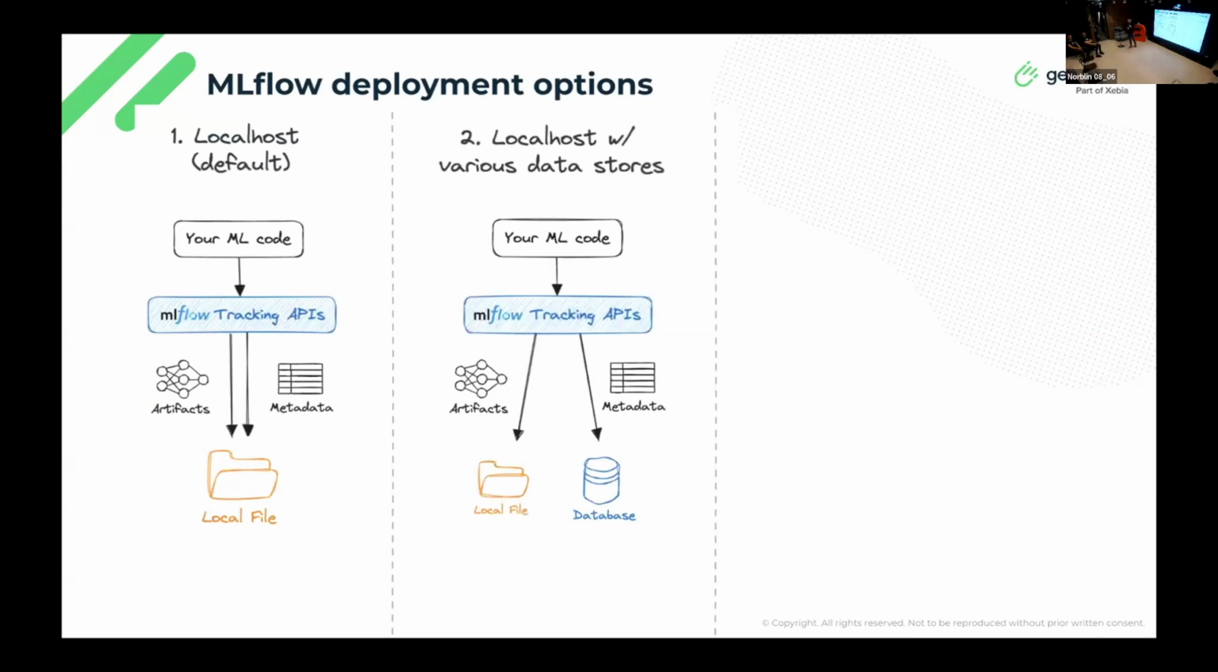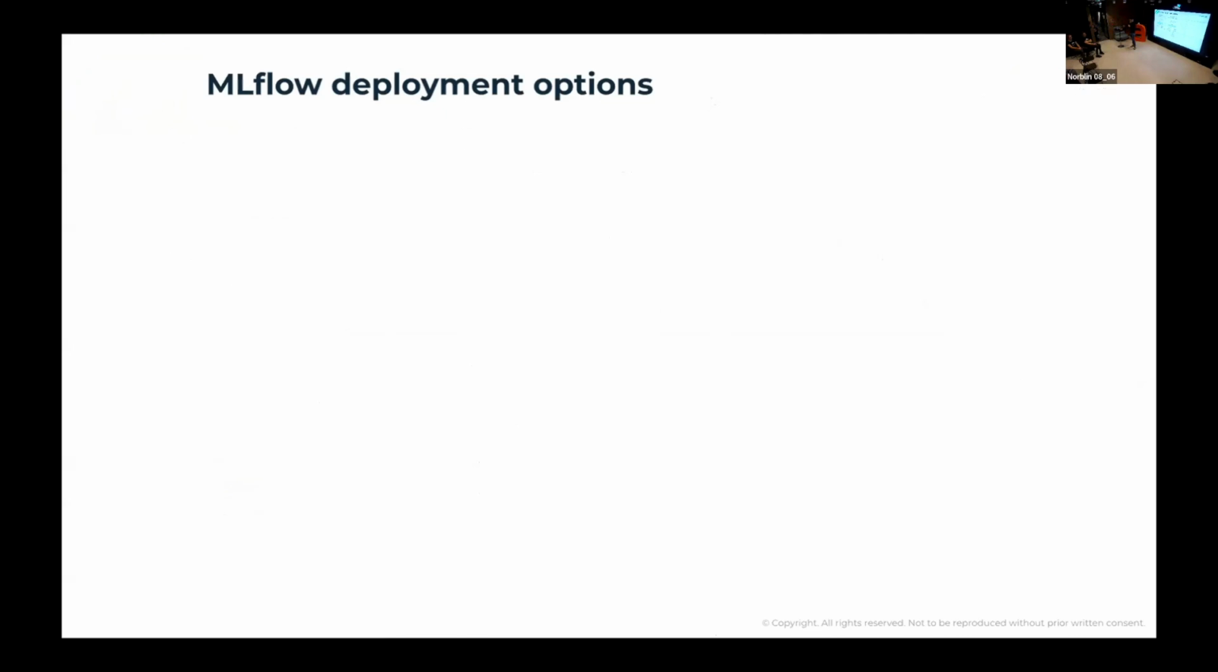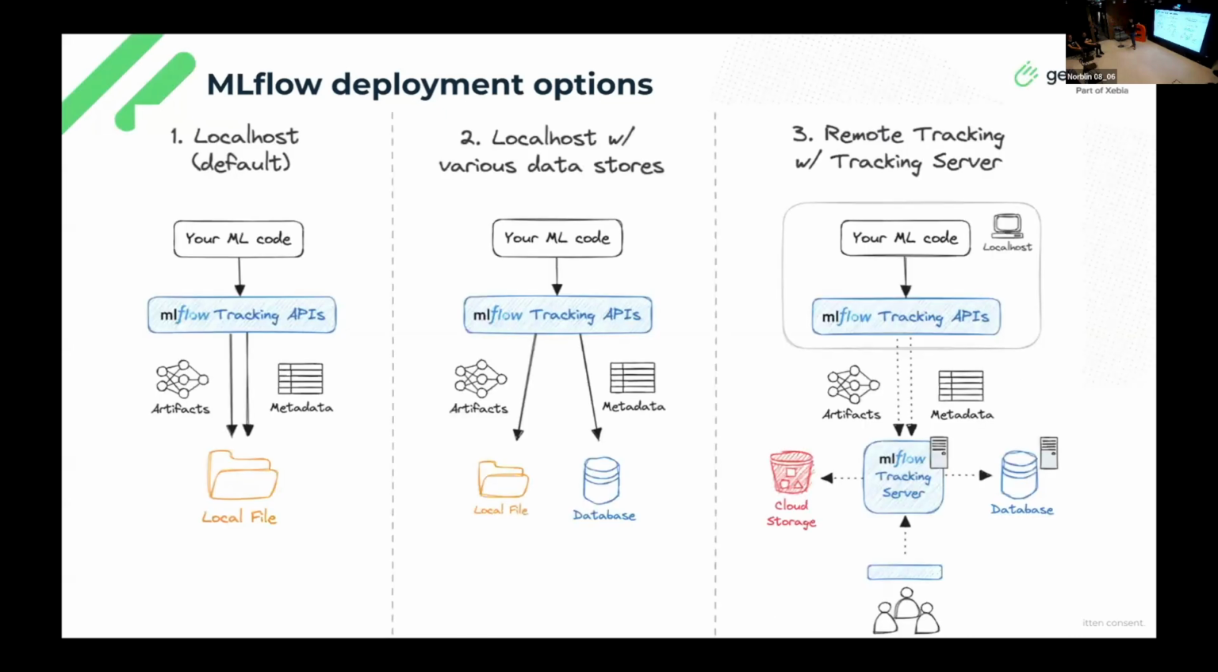The second option is to separate the artifacts from the metadata. So now artifacts will still be stored on a disk, but the metadata will be stored in a database. Locally, it will usually be SQLite. Still not so useful for collaboration. And the third option is the actual remote tracking option, the most useful one, and the first one that you can see in the bottom that allows some collaboration, that allows you to share your runs, share your models, and so on.